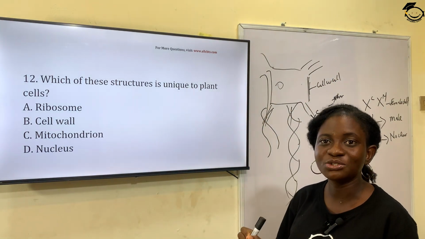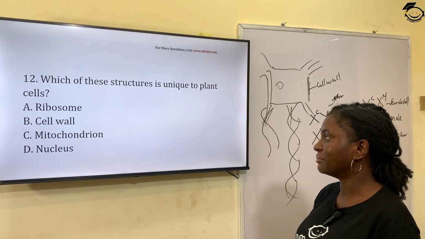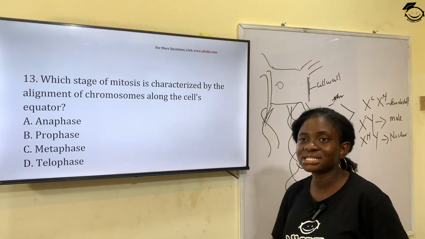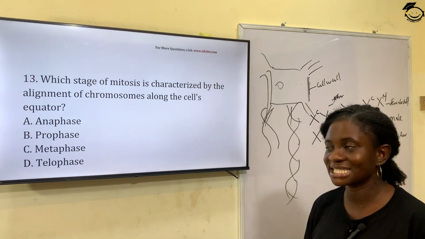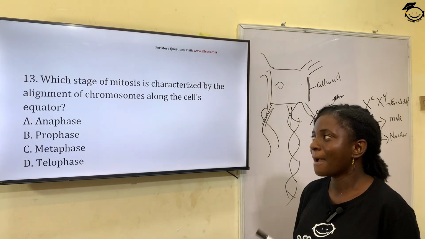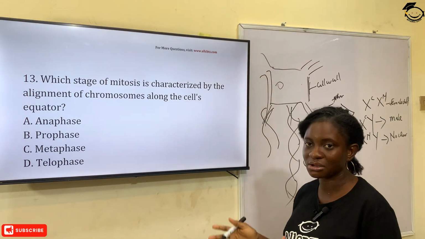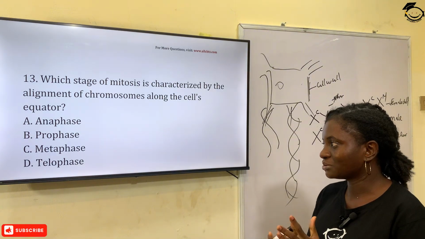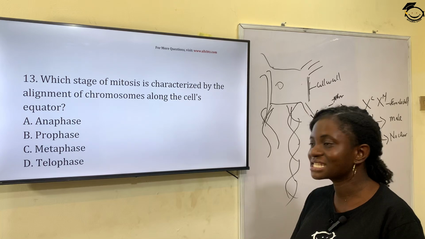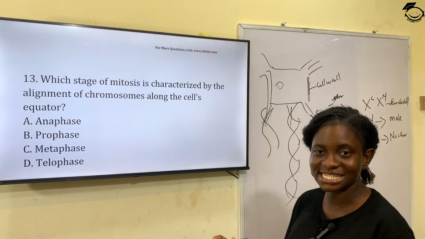Cell wall is unique to plant cells, while animal cells have a cell membrane, and the others are present in animal cells. Question 13, which stage of mitosis is characterized by the alignment of chromosomes along the cell's equator? Option A, anaphase. Option B, prophase. Option C, metaphase. And option D, telophase. So the correct option here is metaphase.